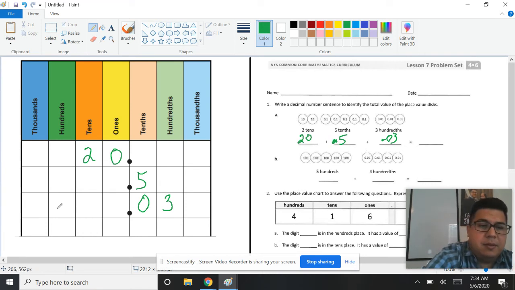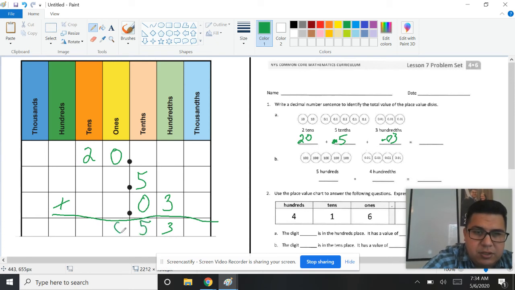Now, how would we put these all together? Yeah, we can add them up. So we can add them up, and we have 3 hundredths. We have 5 tenths, 0 ones, and 2 tens. And don't forget to add our decimal. And we have 20 and 53 hundredths.